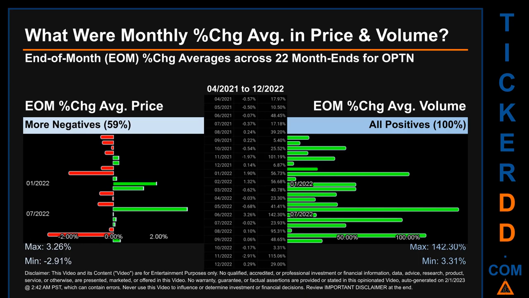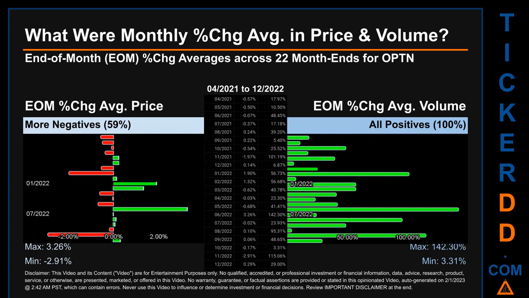What were end-of-month percentage change averages in price and volume for OPTN? The monthly average of percentage change in price and in volume were calculated for each of the 22 month ends. That calculation took daily percentage changes and averaged them for each given month. If a month end came out negative, then it means that the month summarily saw a negative change.